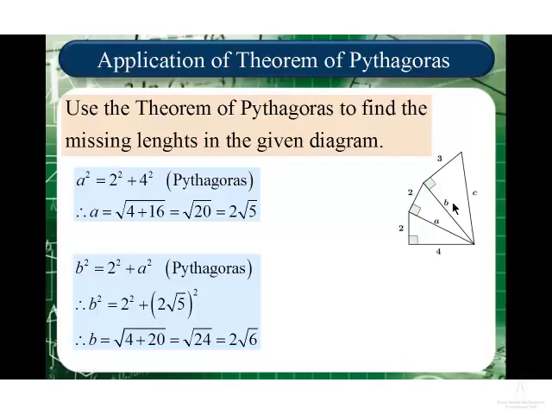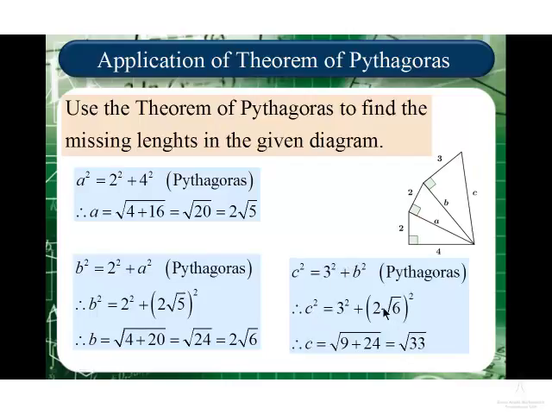And similarly we can apply this again, the theorem of Pythagoras, to the third right triangle as indicated, since B squared plus 3 squared must be equal to C squared. And if we simplify again, substituting the values and making C the subject of the formula, we have that C is equal to the square root of 33. So we applied the theorem of Pythagoras 3 times in this case to find the unknowns A, B and C from the given diagram.